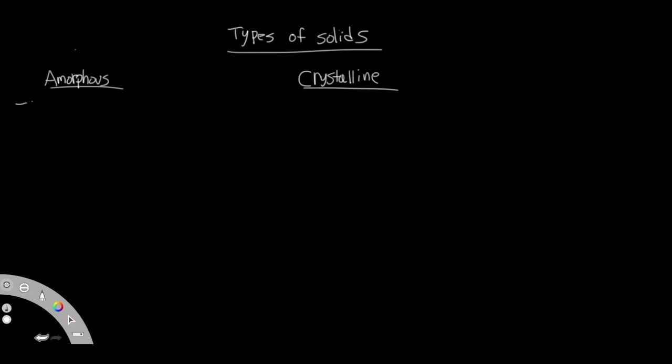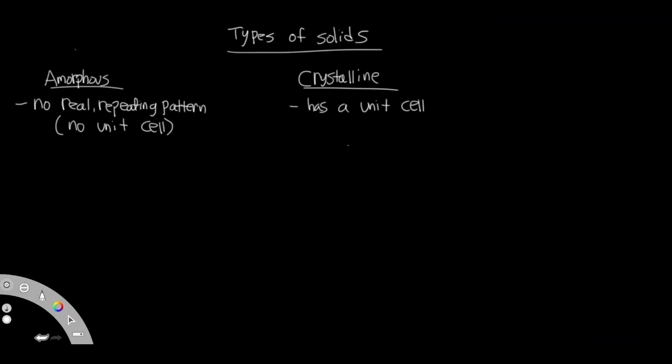that there's no real repeating pattern for this one. So there's no unit cell is what we call it. So no real repeating pattern. I'm going to just put in brackets here, there's no unit cell. Whereas a crystalline structure has a unit cell. So if it has a unit cell, that means it's real and repeating.